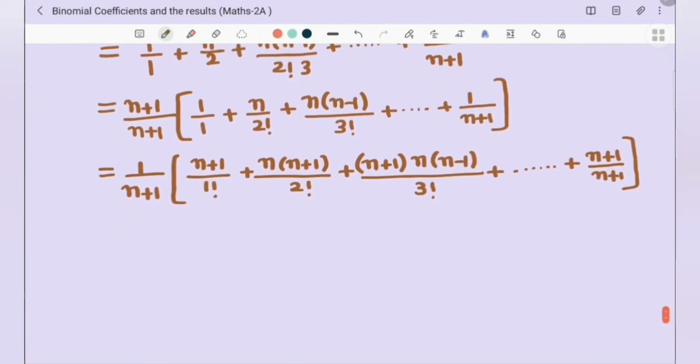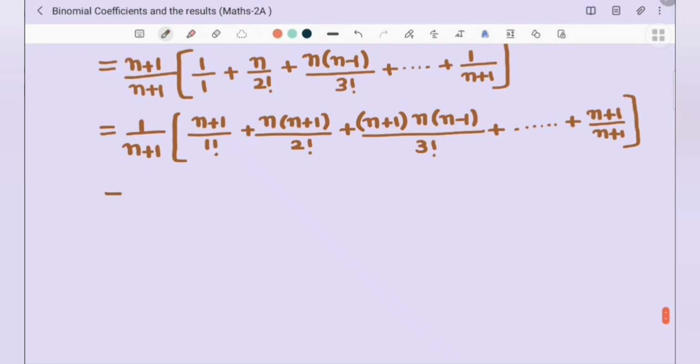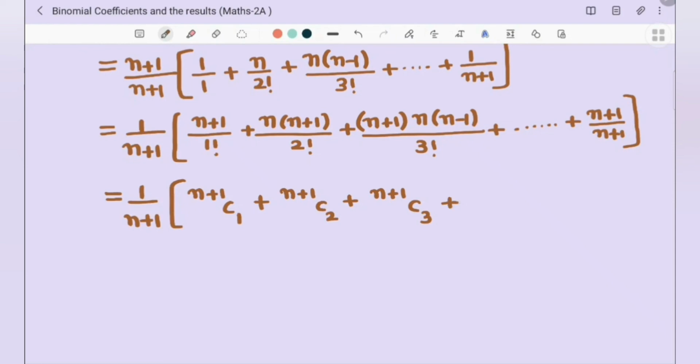After this step, 1 by n plus 1, n plus 1 by 1 factorial can be written as n plus 1 C1. Similarly, the second term becomes n plus 1 C2, third term n plus 1 C3, plus and so on, n plus 1 by n plus 1, that value is 1.